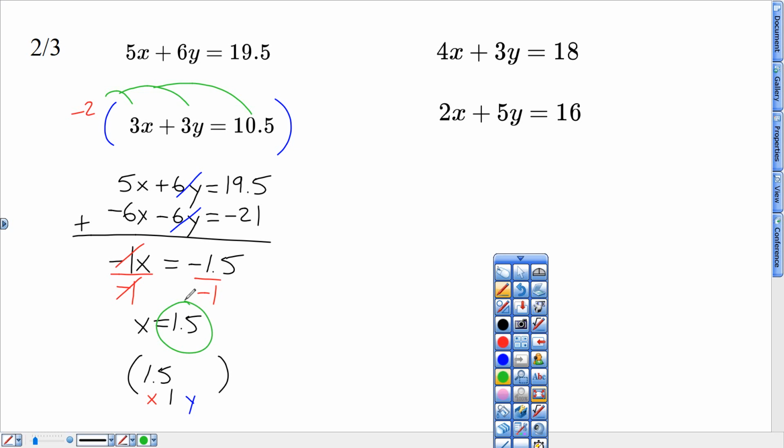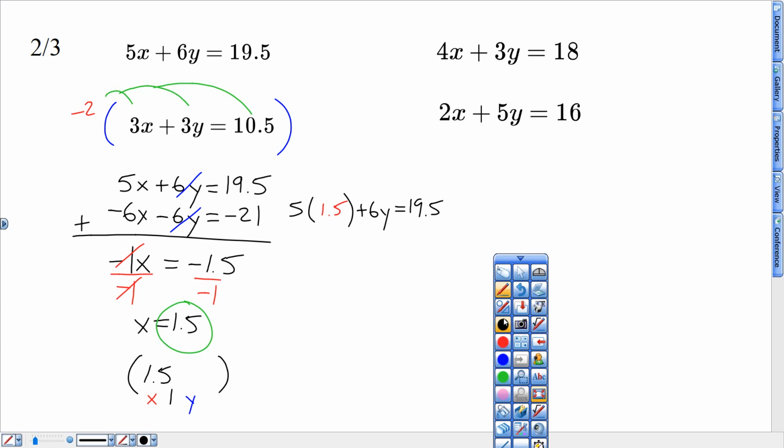I could plug that x in to the adjusted ones if I wanted to. I could take that same x and plug it in up here in one of these originals. Whatever one I choose, doesn't matter, as long as you're plugging in for x and solving for y. All of these equations are equivalent. So here we go. 5, I'm going to use that one. Plugging in for x, that 1.5 right there. Still got that plus 6y. Still have that equal 19.5. Nothing else changes, just where x used to be, I'm plugging in 1.5.